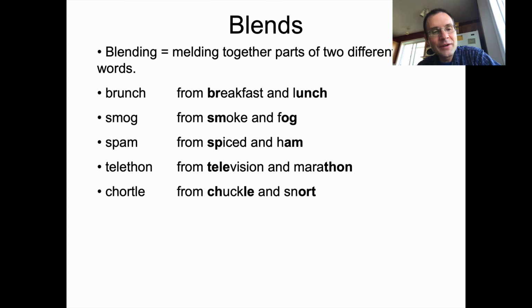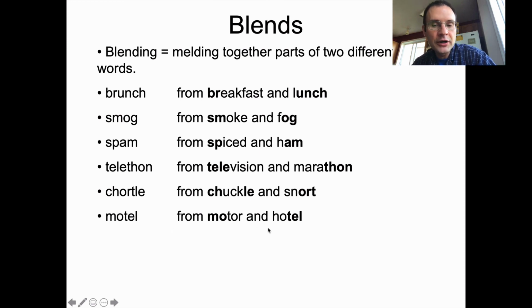Chortle is a funny one. It comes from Lewis Carroll, who invented a number of these words when he was writing books like Alice in Wonderland. So chortle is complex because it combines the word chuckle and the word snort. So it's taking kind of the outsides of chuckle and the last part of snort to get chortle. Most blends don't work that way. A more common one is motel, from motor and hotel. So that's a hotel you can drive to in your own car, like on a 50s road trip.